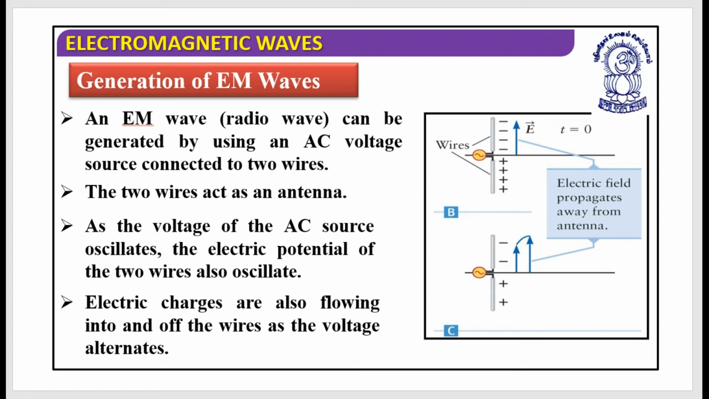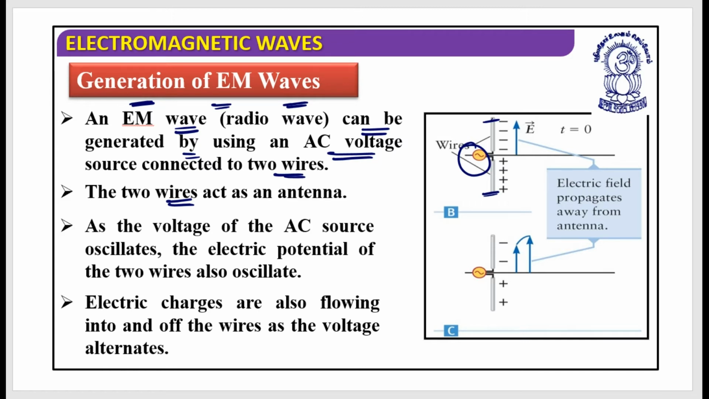Great. Now let's discuss the generation of EM waves. How do we generate them? An EM wave can be generated by using an alternating voltage source connected to two wires, and these two wires will act as an antenna. This is how the antenna should look: this is the alternating current source, a source of alternating current, meaning sinusoidal voltages or sinusoidal currents can be connected to the antenna.